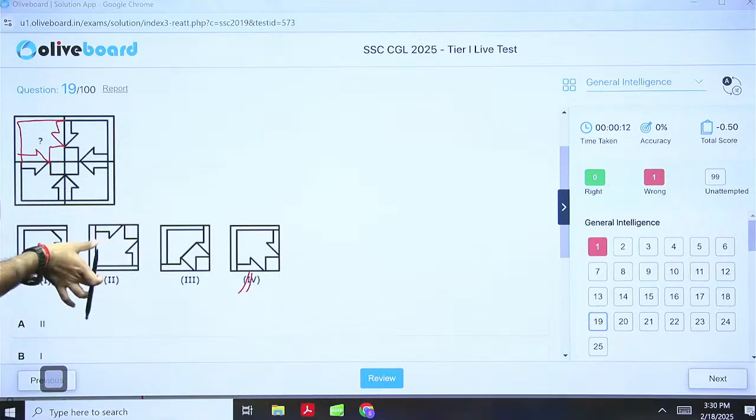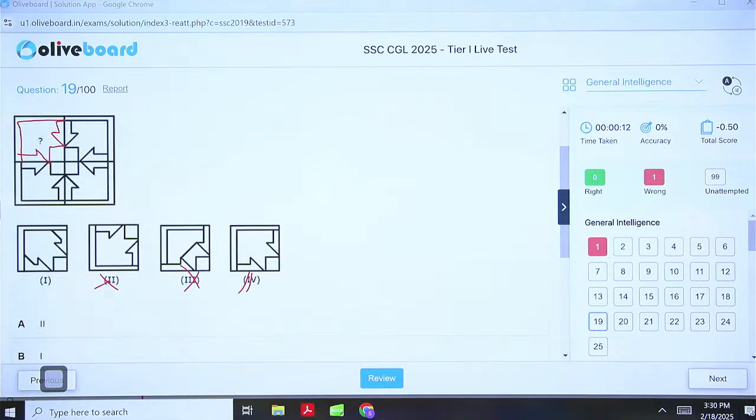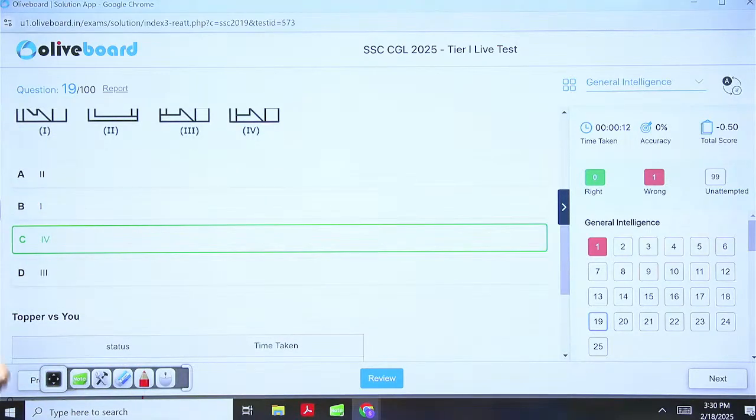See, this is twisted and this one has a line in between. So, 3 and 2 are definitely not true, and this is not making a complete arrow properly. So, option 4 is your correct answer. That is option C, figure 4.